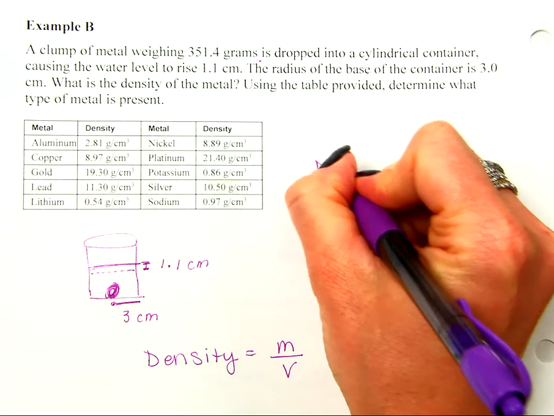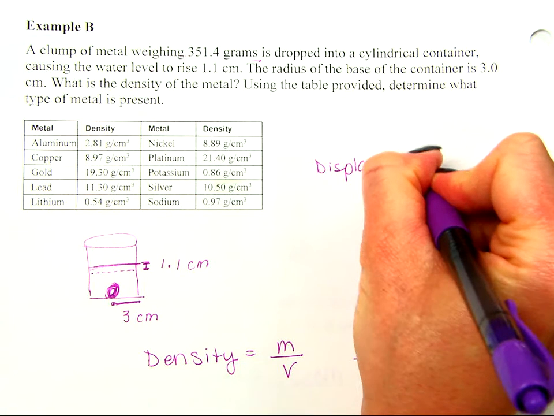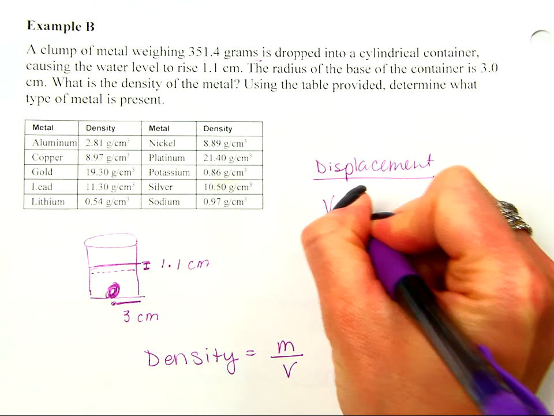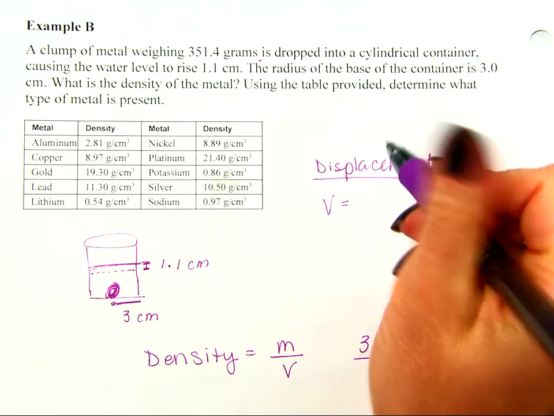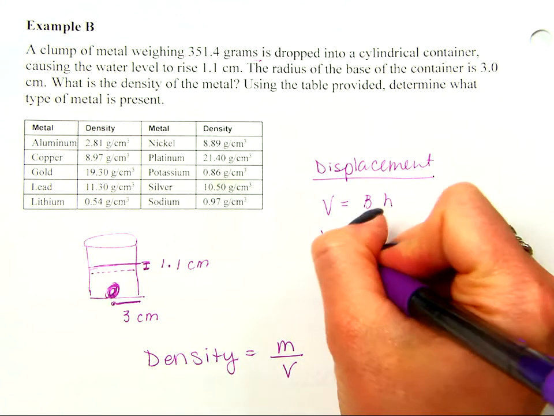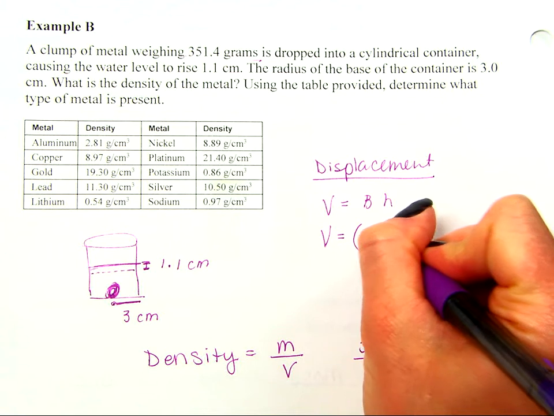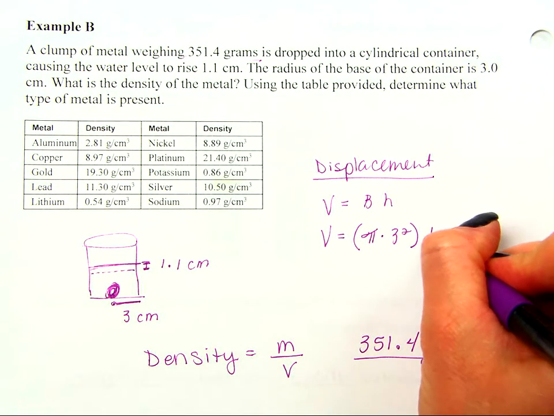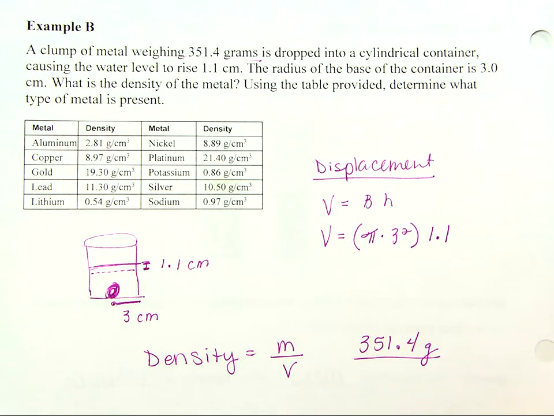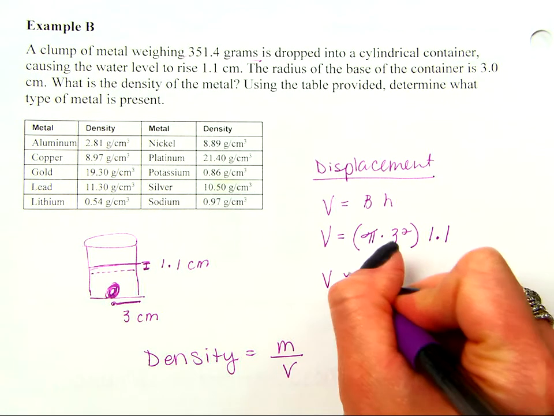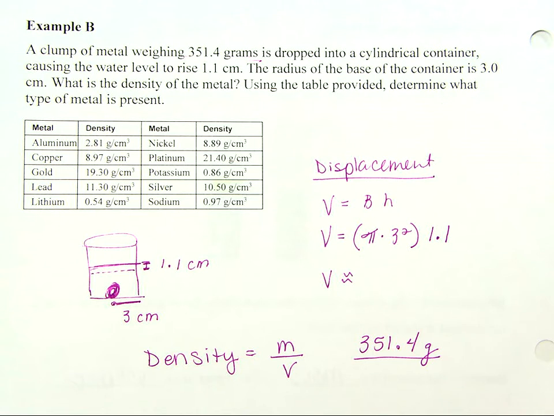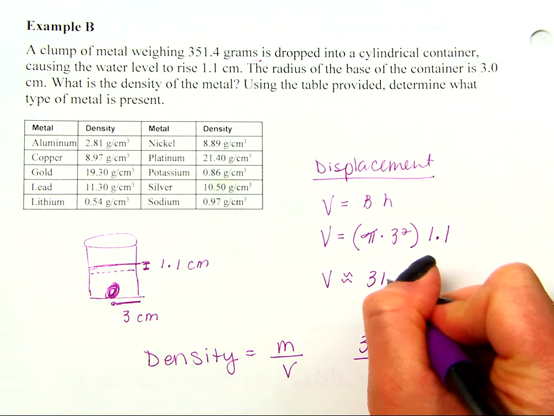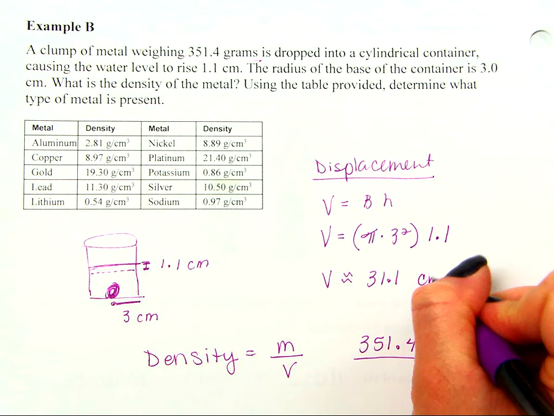So our displacement is the volume of that change in water. If we have the area of our base times our height, this time our base is a circle, so we're going to use pi r squared. What would the height be? The height would be the change in water. When I drop that clump of metal in, it raises 1.1 centimeters. So we're going to multiply those together, and we'd find that our volume is about 31.1 cubic centimeters.